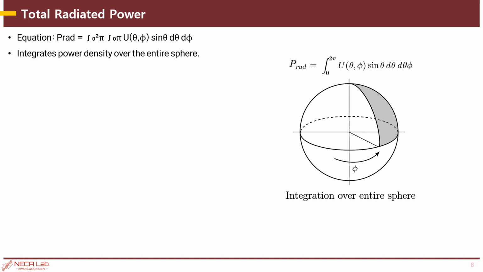Now, the total radiated power, which is the total power radiated by an antenna. The equation integrates the radiation intensity over the entire spherical surface. It tells us the total power radiated by the antenna in all directions. The units of P radiation are watts, representing the cumulative effect of all directions. So here the diagram shows this concept with the sphere. The shaded portion represents a small solid angle, but the integral is performed over the entire sphere to get the total power output.